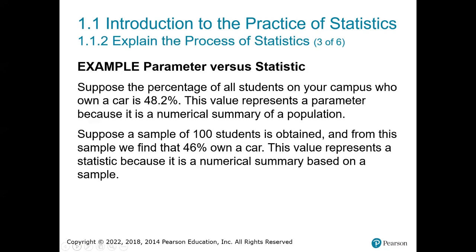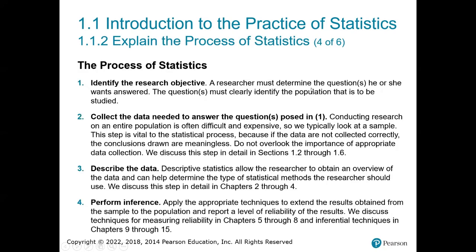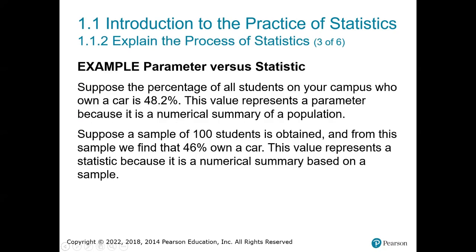All right, so what does that mean really? So suppose the percentage of all students on your campus who own a car is 48.2%. This value represents a parameter because it is a numerical summary of the population. Okay, keyword here is you got every single student, all students on your campus. I took every single person. That is my entire population. So the value of 48.2% is a parameter.